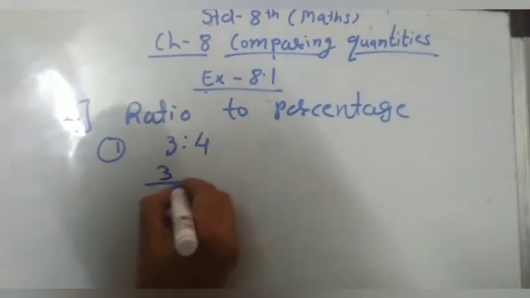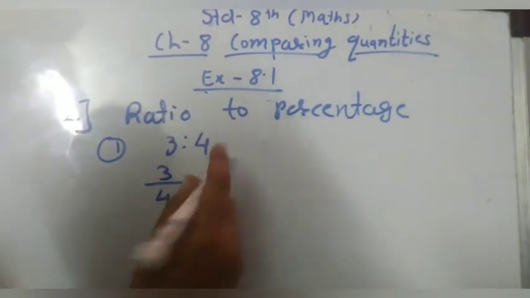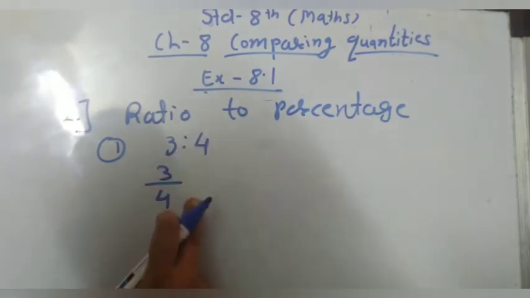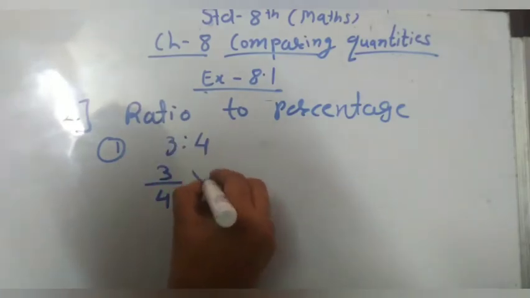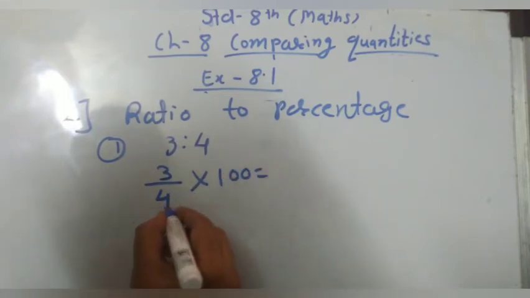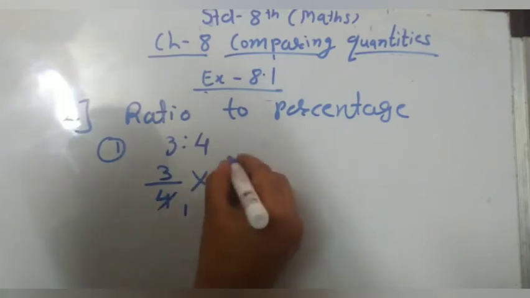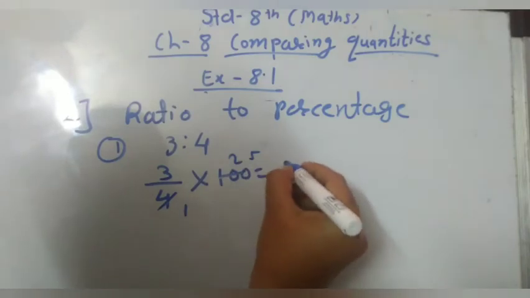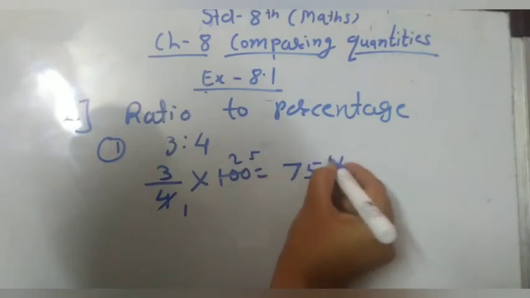So as I told you, ratio means fraction. So 3:4 means 3 upon 4. For converting it into percentage, multiply it by 100. It will be 4 ones are 4, 4 twenty-fives are 100. So it will be 75%.